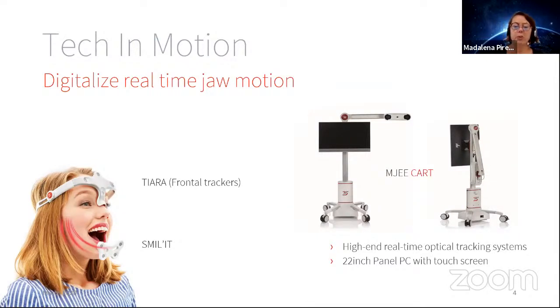So I'm going to show you a little bit of videos and explain a little bit the device. So it's a high-end real-time optical tracking system with a touch screen. It's inspired also a little bit in animation movies. The Mojo is also an amazing communication device with the patient for the dentist. And it's non-invasive at all. The patient is not uncomfortable. As you can see, he doesn't have a lot of metal like the traditional face bow and other jaw tracking devices.